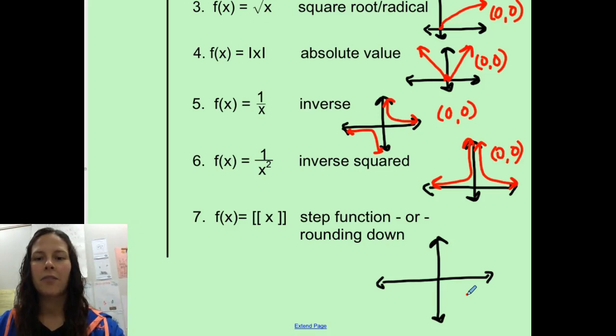And finally, our step function. This is the one that has a solid circle at 0, 0, an open circle at 0, 1, and continues in that pattern, both forwards and backwards. I call this critical point 0, 0 because that's where I start my first step and think about the stretches or compressions from there.